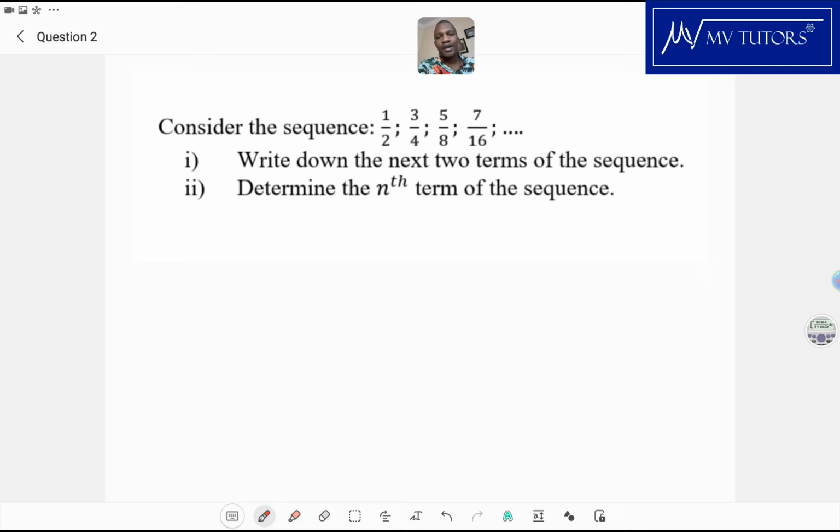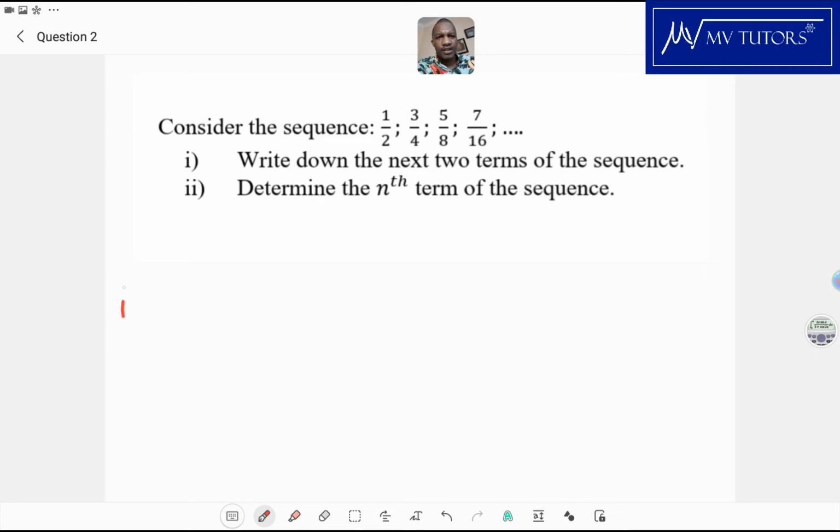Now whenever they give you a fraction, most of the time you might find that you have 2 different sequences. For example, if we look here, the top part of the fraction looks like an arithmetic sequence, but the bottom part of it looks like a geometric one. But let's go ahead and answer the question. Let's see what they want. Question number 1, write down the next 2 terms of the sequence.